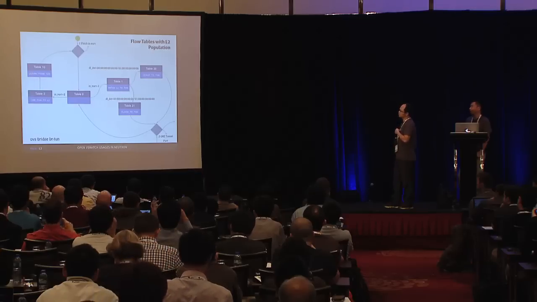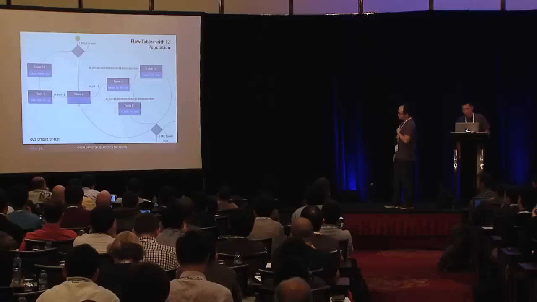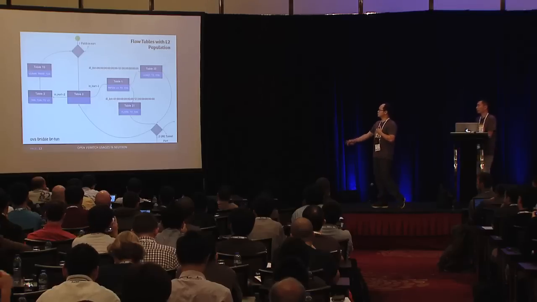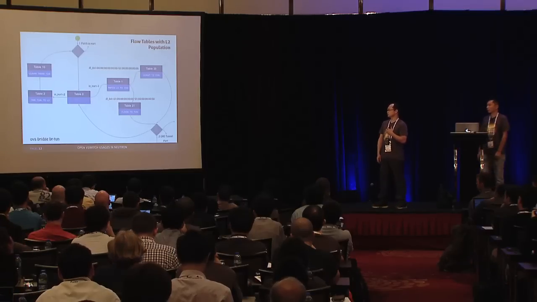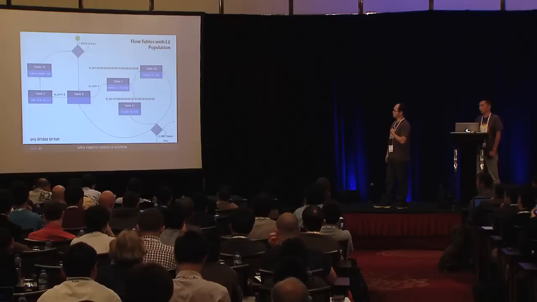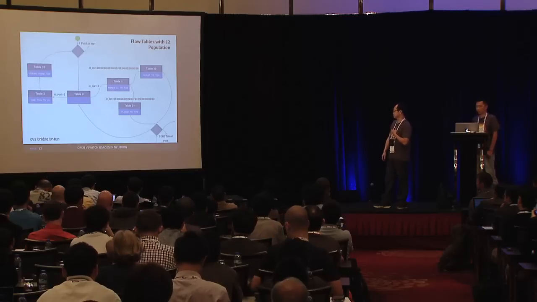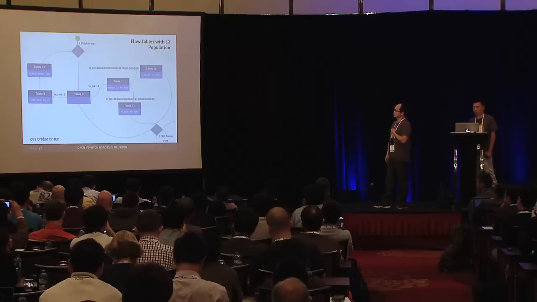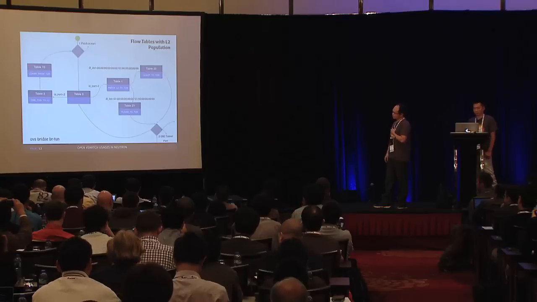Table 20 will pass the traffic to the GRE tunnel port. Then the traffic will go out to the remote endpoint. This is the unicast traffic.